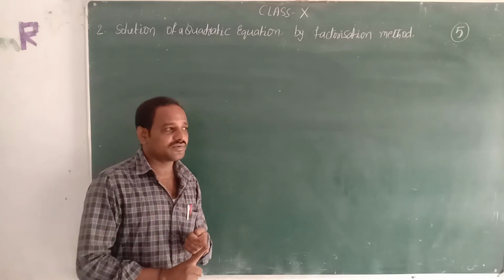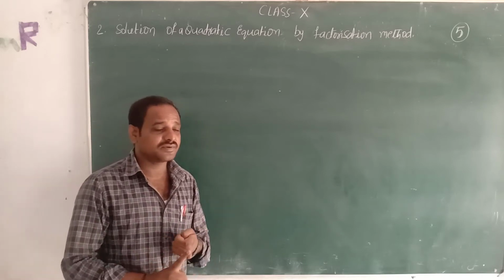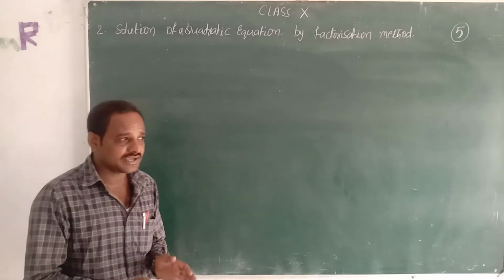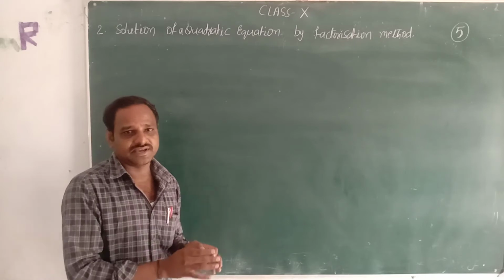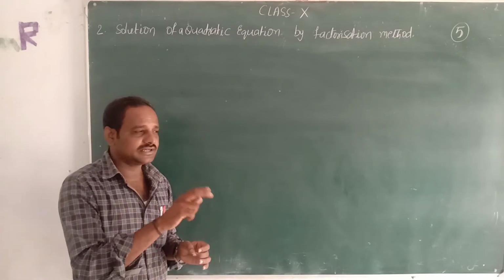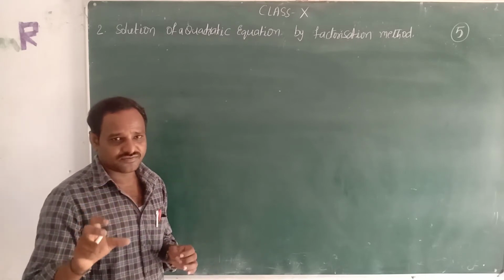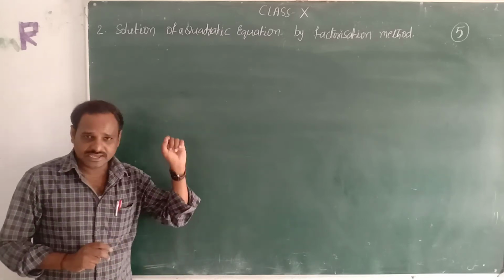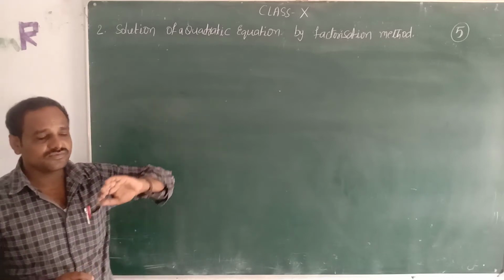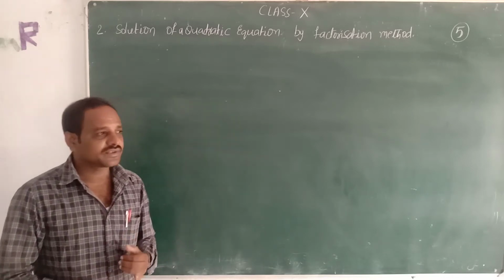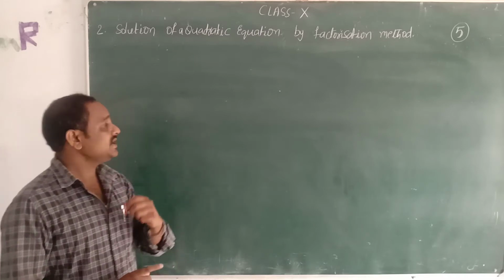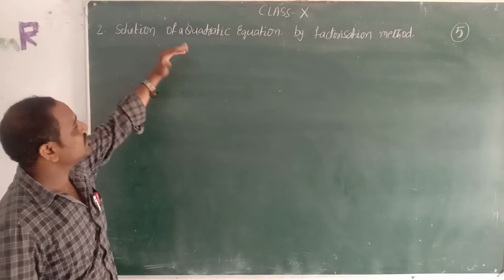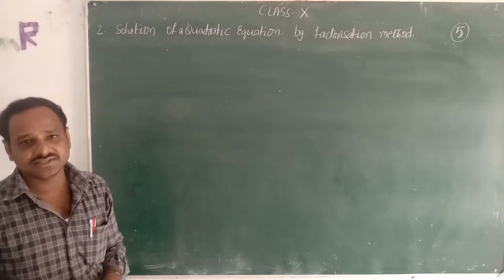And the fourth type of problems, what are they? Formulation of a quadratic equation. That means if a word problem is given, then we have to convert that into the quadratic equation form. That is called formulation. So four types of problems are involved in the first concept we completed in previous classes. Okay. So today we are going to discuss the second concept. What is that? Solution of a quadratic equation by factorization method.